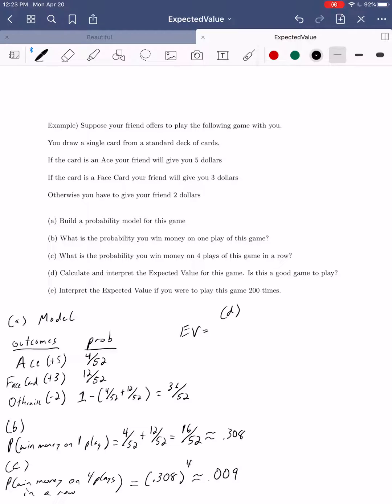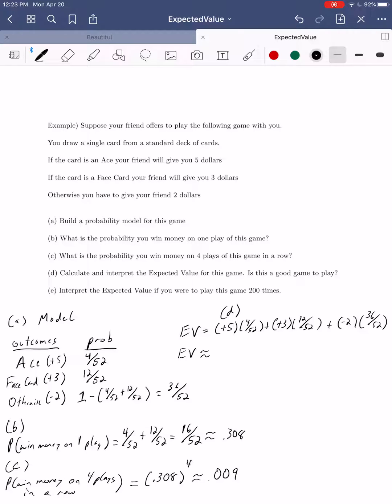The expected value here, like we said, is positive 5 times 4 out of 52, plus positive 3 times 12 out of 52, plus negative 2 times 36 out of 52. So each of these is the value of the outcome times the probability of the outcome. Now we can just type that into our calculator and see what sort of expected value we're going to get.